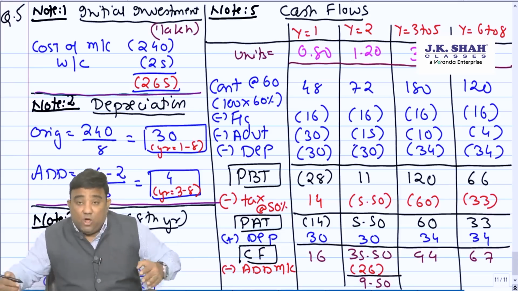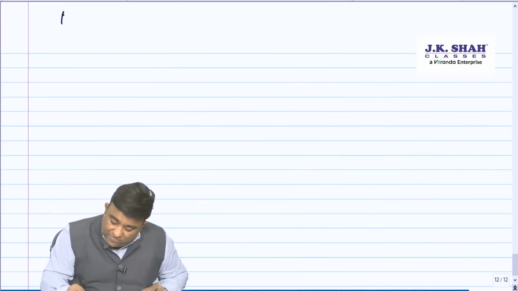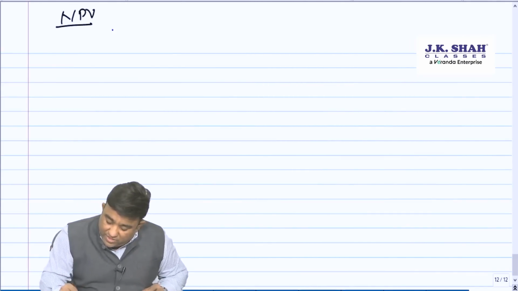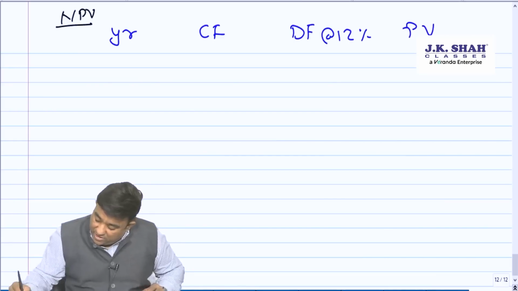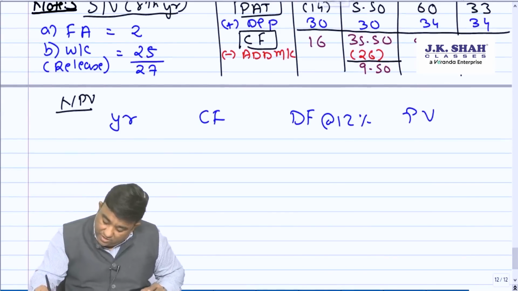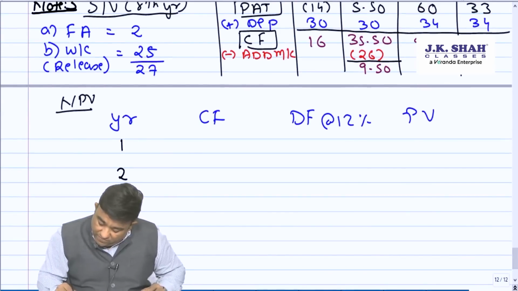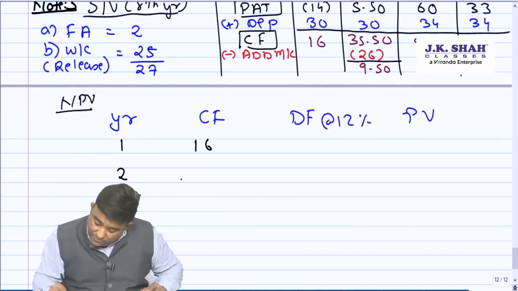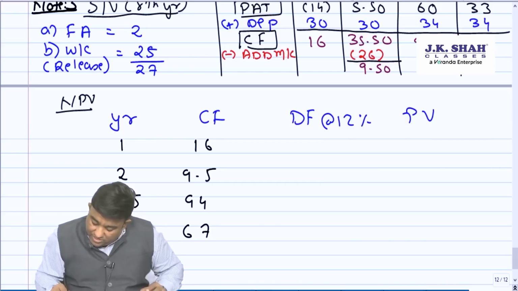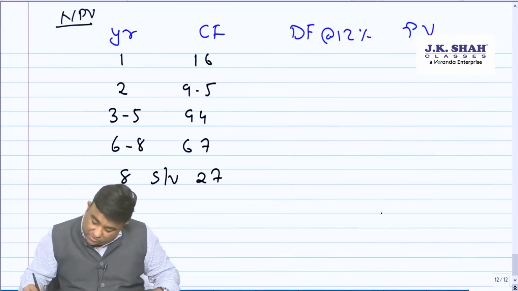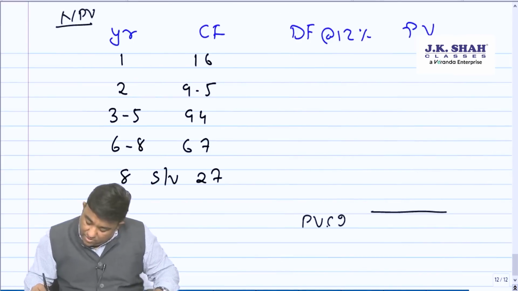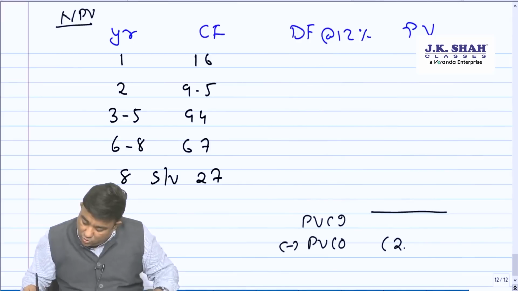So student, I am ready with all my cash flows. Can I compute the final part of the chapter? NPV, which runs like year, cash flow, discounting factor, the specifically given 12%, present value. Let me have these cash flows ready. Year 1, 2, 3 to 5, 6 to 8. Year 1 is like 16. This is 9.5. This is 94. This is 67. And 8th year, there is a scrap value and release of capital is 27 lakh. Let me check on investment is 265. So just make a total of this. That will give me PVCI minus PVCO, which is 265. And final answer will be my NPV.